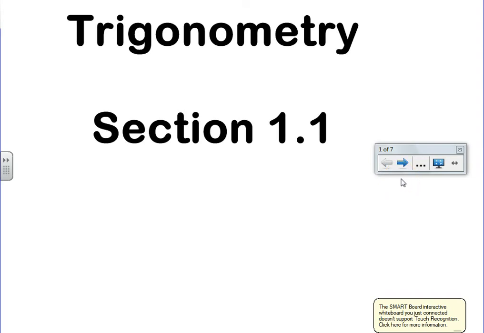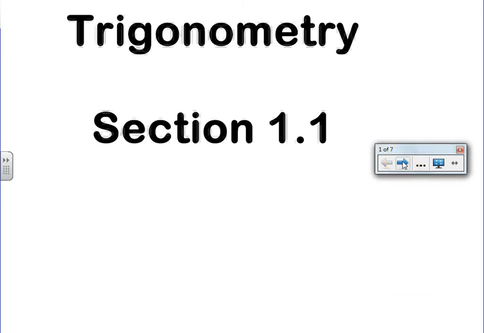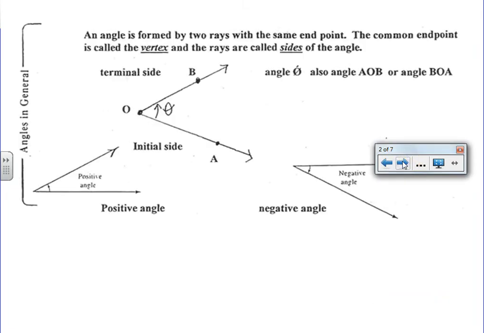Our first section in Trig is called section 1.1, and it involves ideas about angles, degrees, and special right triangles. So this should all be reviewed from probably your geometry class. And the first bit of our notes is referring to some vocabulary.